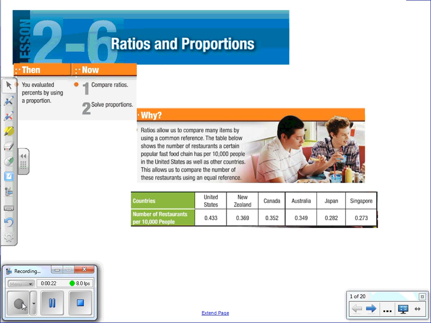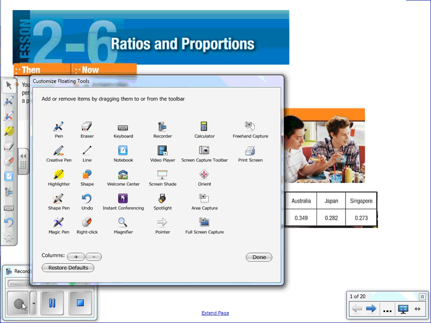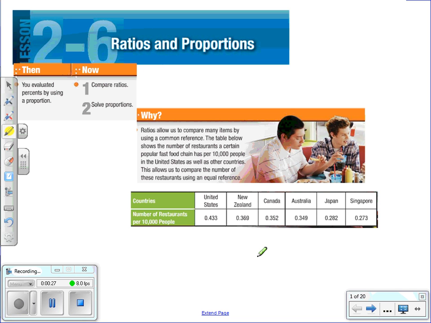you've had before. So we're going to talk about comparing ratios and solving proportions, both of which I think worked pretty well for you guys. So let's see how this goes.